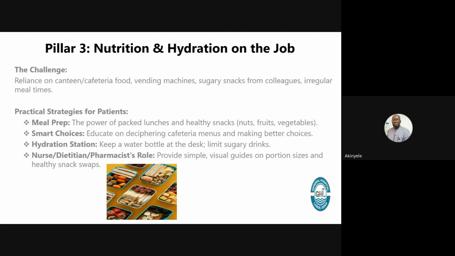And then we should encourage them to keep a bottle of water at their desk and ensure that they drink a lot of water over the course of the day. And they should limit sugary snacks or sugary drinks. Because the nurse, the dietitian, as well as the pharmacist also have a role to play in this regard by providing simple visual guides on their portion size, as well as the healthy snack swaps that they can take during the day.